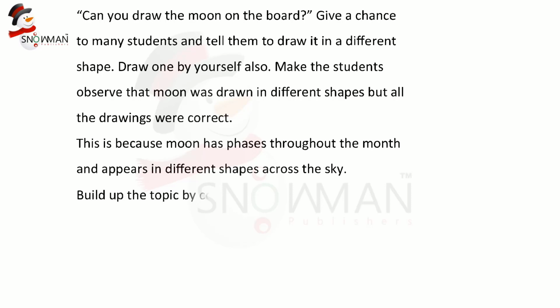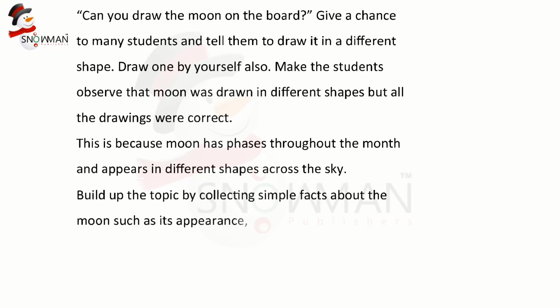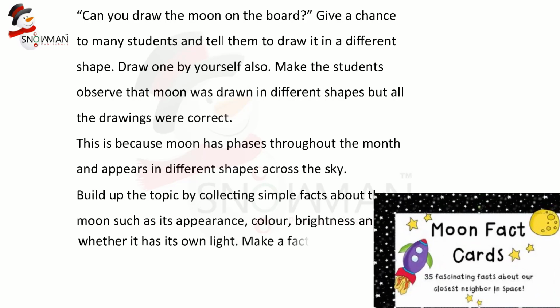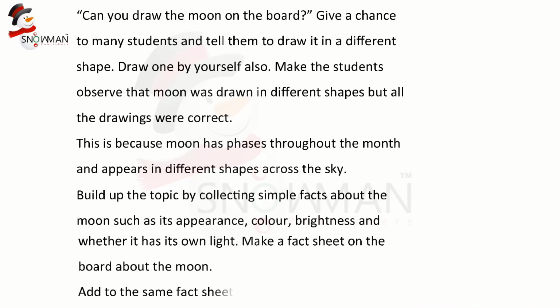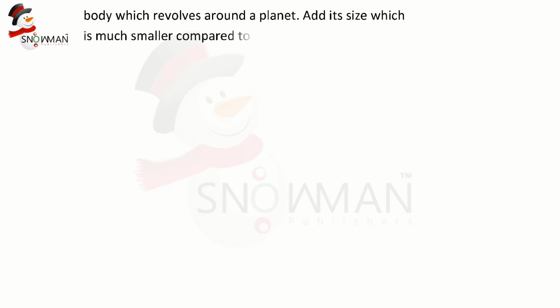Build up the topic by collecting simple facts about the moon, such as its appearance, color, brightness, and whether it has its own light. Make a fact sheet on the board about the moon. Add to the same fact sheet that the moon is a satellite, that is, a body which revolves around a planet. Add its size, which is much smaller compared to Earth.